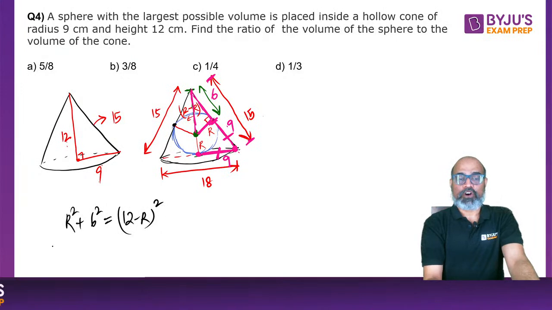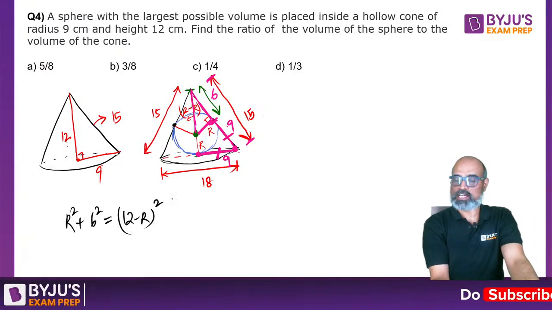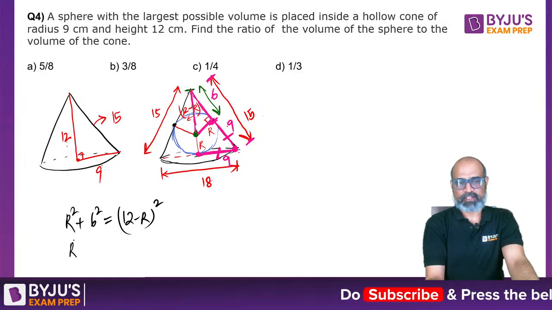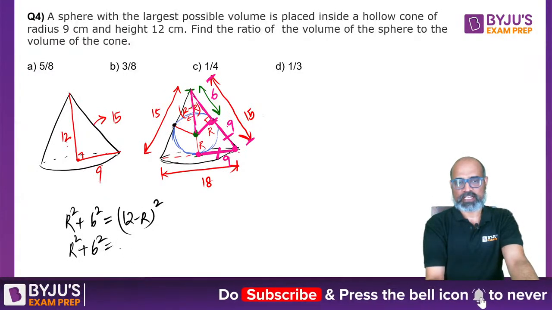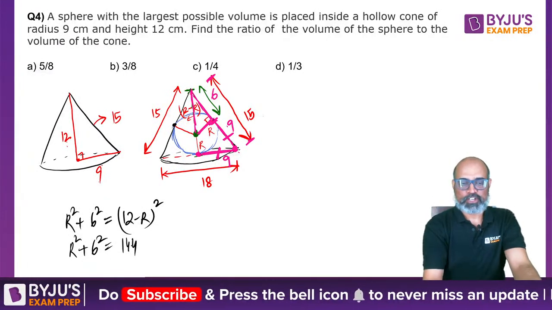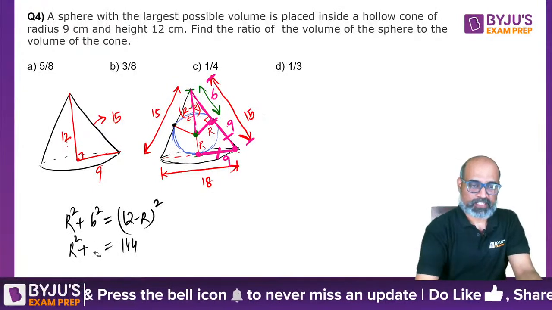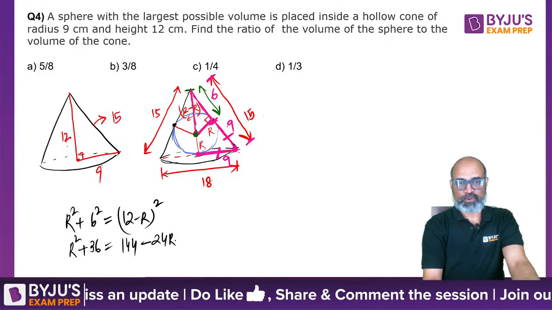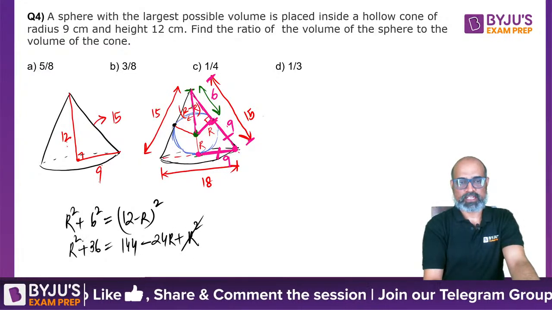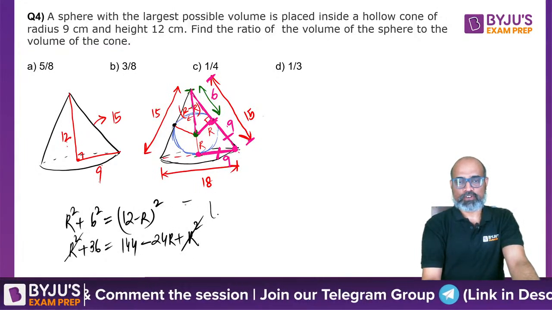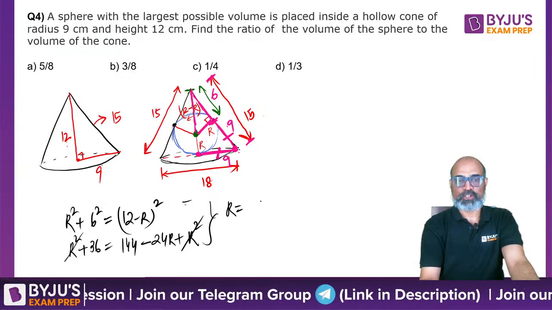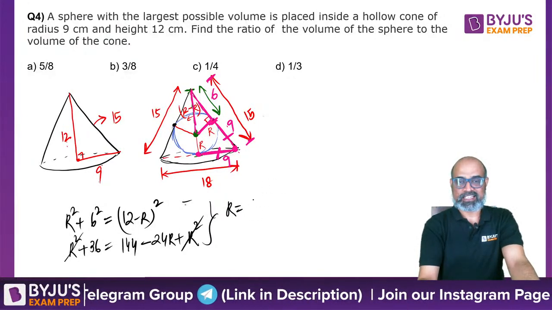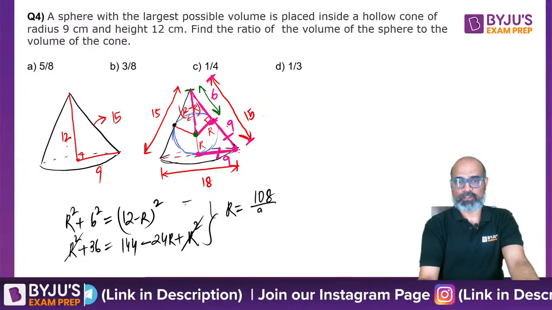Or what we can do, it's not going to be quadratic, right? If I open the RHS, I will get 144. Instead of 6 square, I will write 36 over here. And this is minus 24r plus r square. So r square gets cancelled out. So from here, I will get r is equal to 144 minus 36, which is 108 upon 24.